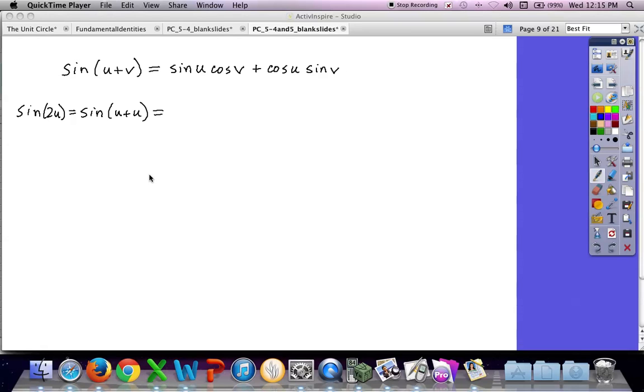Right? A double angle formula is for this, right? The sine of 2u, that's a double angle because it's 2 times u. Okay. You can derive these formulas pretty easily.